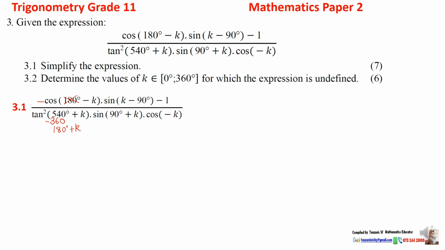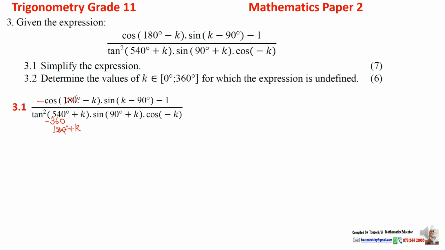That's also reduction formulas. The 180 falls away, so I'm going to remain with the tan squared k, and this is in the third quadrant. Besides that, tan is squared, so it is a positive. Then I'm done with my reduction formulas.